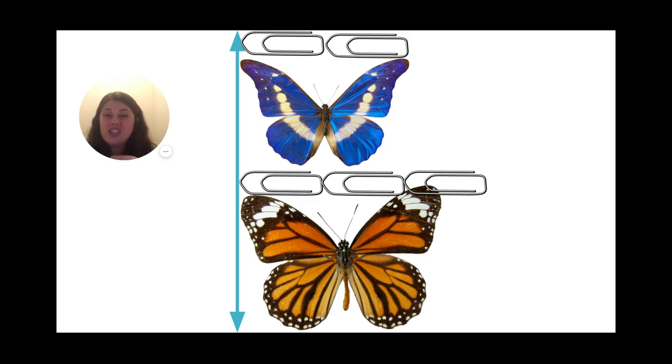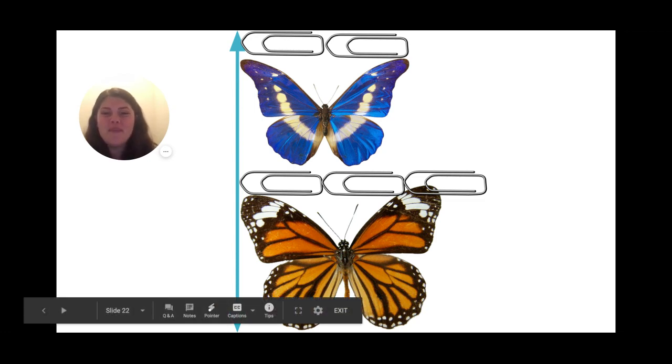Although it is really important to mention, Keeble Cubs, the monarch butterfly is not 3 whole paper clips. It's more like 2.5. So we're going to say it's about 3 paper clips in length. So friends, even though it's not 3 paper clips in length, it is bigger than 2 paper clips. And the butterfly above, the blue butterfly, is only 2 paper clips. So if the monarch butterfly is more than 2 paper clips, is it longer or shorter than the blue butterfly? That's right, friends. Good job. The monarch would be longer because it has more length.